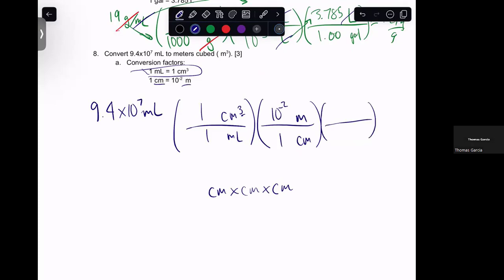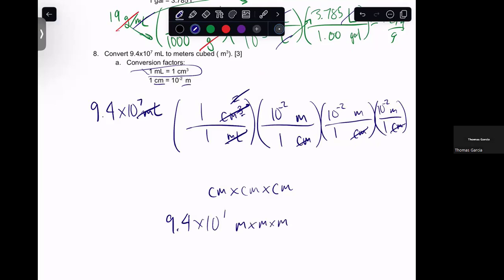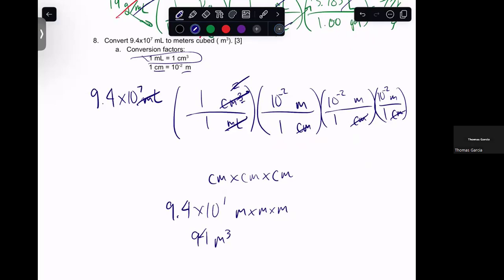I can do that again. Meter, centimeter, meter, centimeter. 10 to the minus 2, 1, 1, 10 to the minus 2. And each centimeter will take out one of the previous centimeters until all 3 centimeters are canceled. And what we end with, milliliter cancel with milliliter, we end with 9.4 times 10 to the first meter times meter times meter, or 94 meters cubed. And that's a long way of doing it.